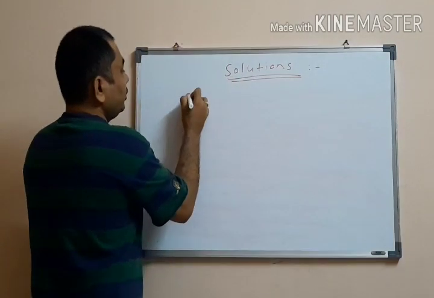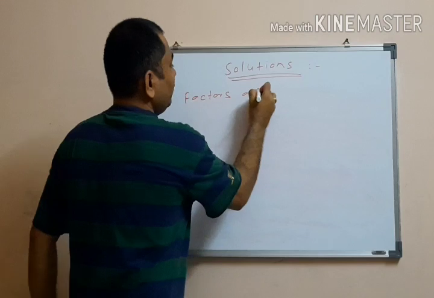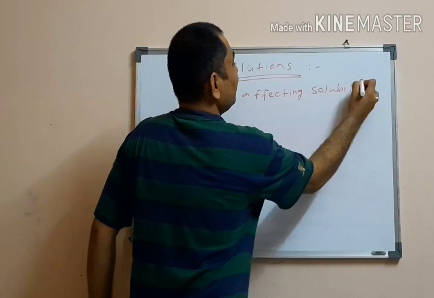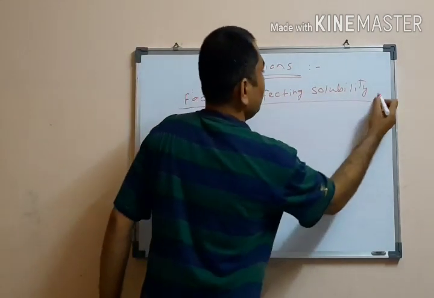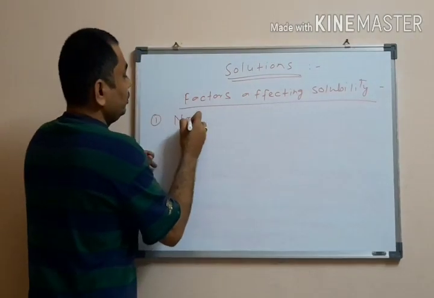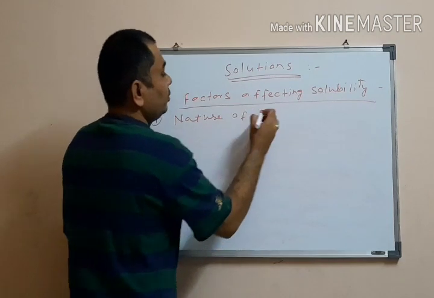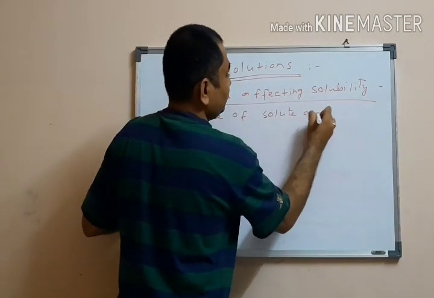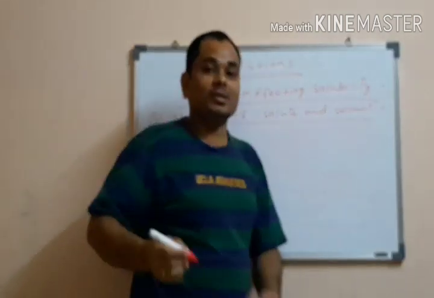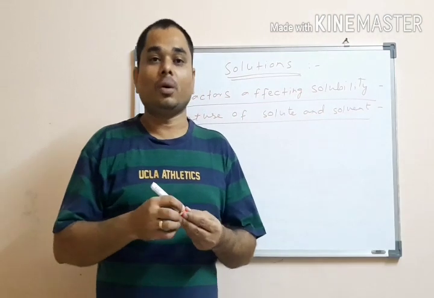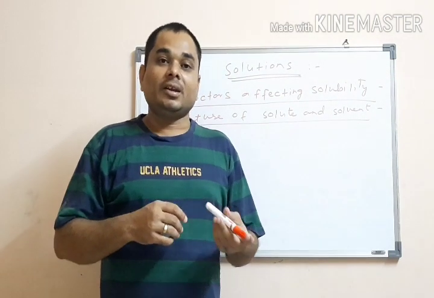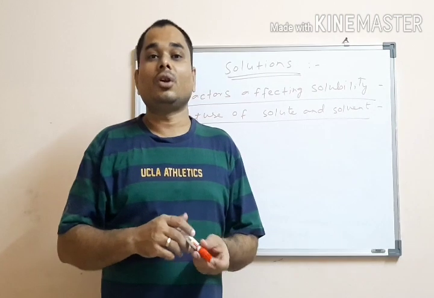So we will discuss factors affecting solubility. The first factor that we are going to discuss is nature of solute and solvent. Now, as we have discussed that solute and solvent combine together to form solution. So, what is the nature of the solute and solvent? That determines how far the solute is soluble in a solvent.